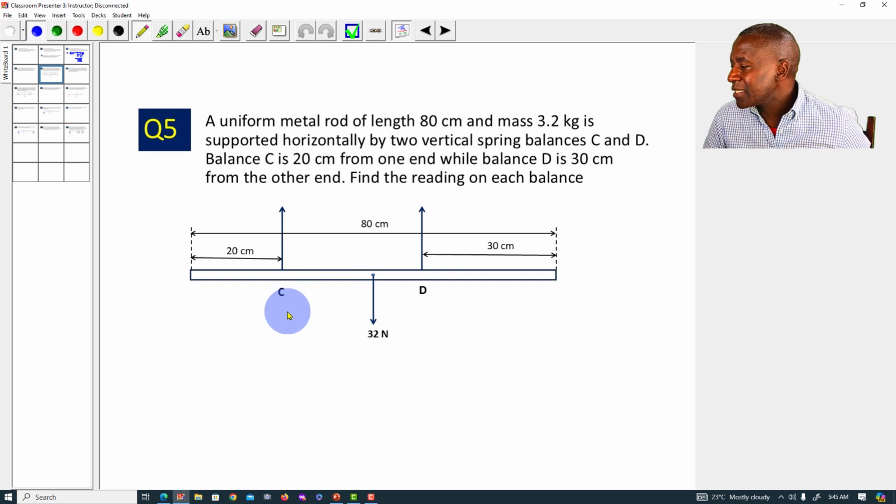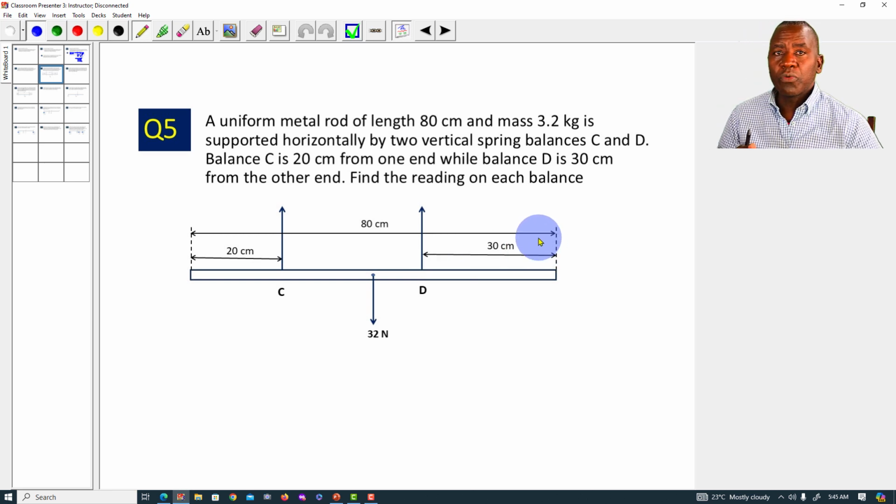So the balance C is supporting this metal rod at the 20 centimeter mark from this end, and the other one is supporting the same rod at the 30 centimeters from the other end. This is like two people who are trying to carry some luggage, and depending on the position where you are, you may not be exerting the same force, right?